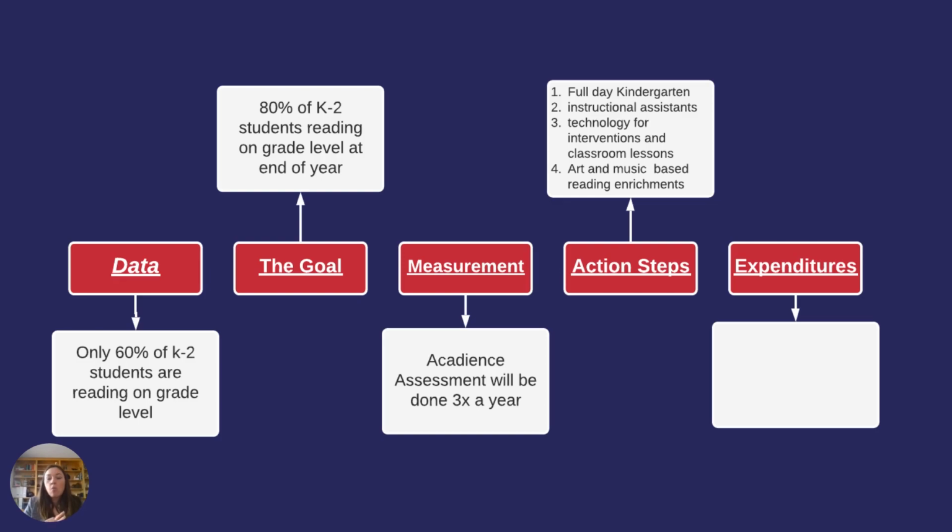Then we decided to talk about what we need to do to support our K through 2 students. We dug into some of the evidence-based things, and we found that full day kindergarten is one way that students increase their language skills. So we wanted to implement full day kindergarten for everyone. Second, we saw that lower student to teacher ratios help students learn. So we wanted to hire some more instructional assistants that would help our students get more one-on-one time with adults and teachers. We also knew that technology and interventions and enhanced classroom lessons could really support their learning. So we wanted to pay for some extra technology and interventions that could help support our students.